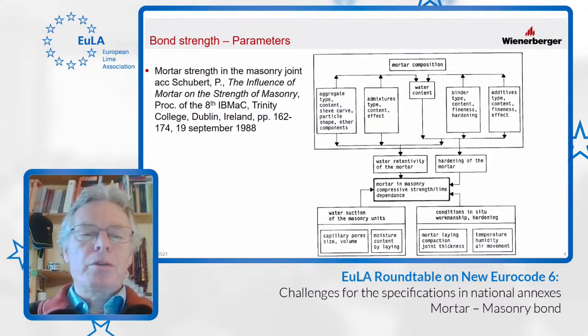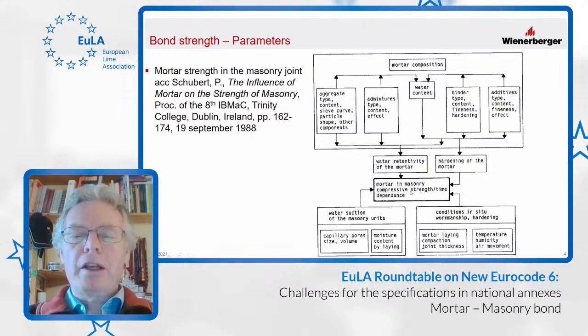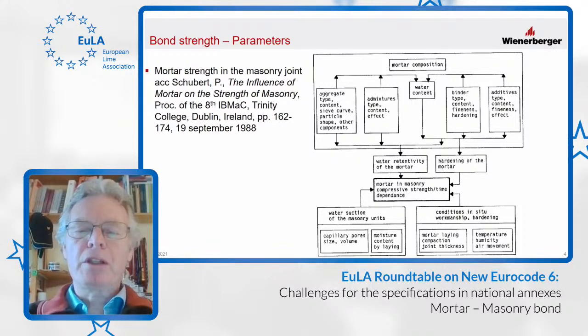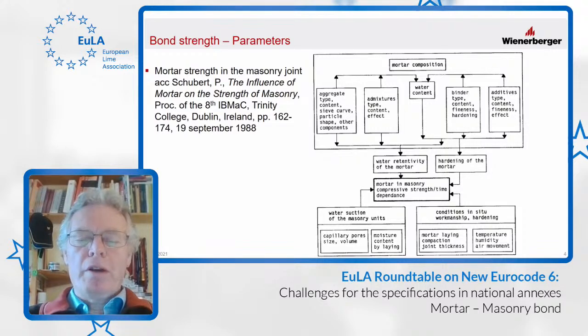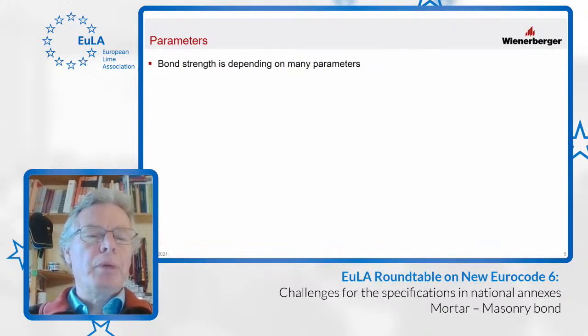Another literature reference, from Schubert from 1988, explains what kind of parameters influence the compressive strength of the mortar in the joint. Okay, this is the compressive strength of the mortar, but you can imagine that a lot of those parameters also affect the bond strength. And there we see the mortar composition, aggregates, admixtures, the water content, etc. And from the brick type, the water suction, that was also already mentioned by Paul. So it is not that simple, bond strength. It depends on many, many parameters.